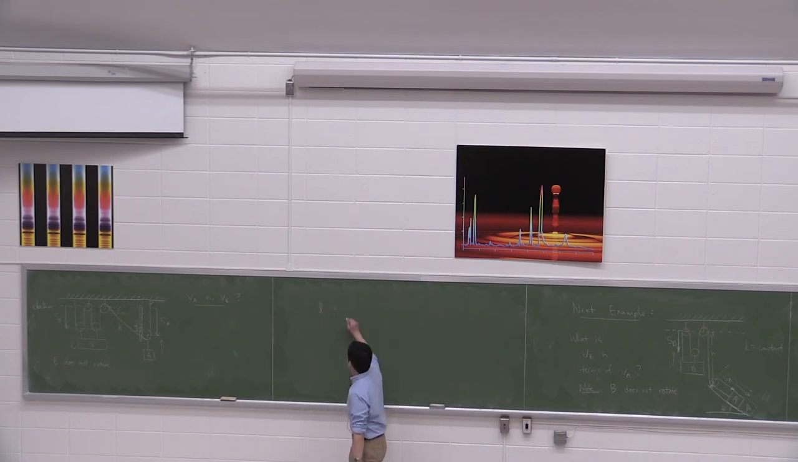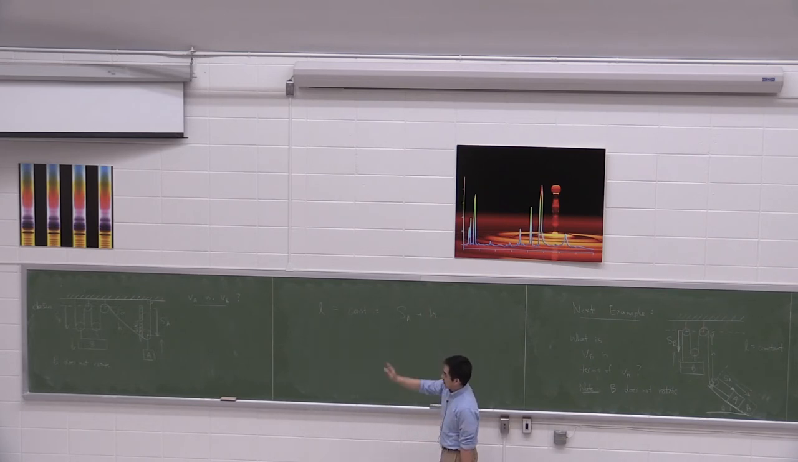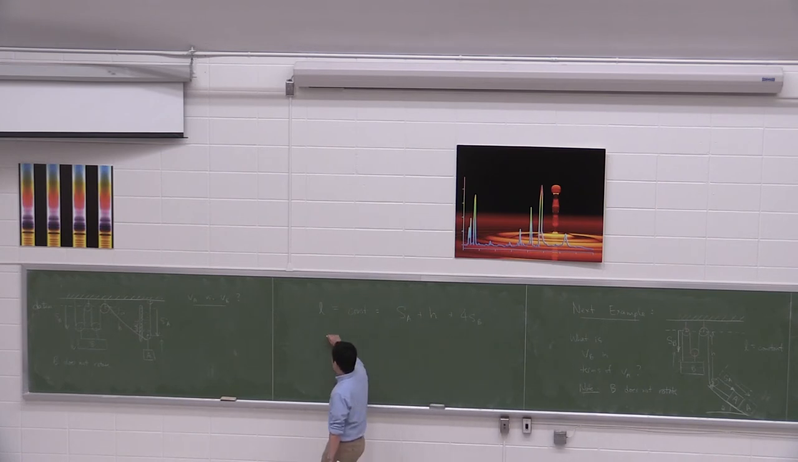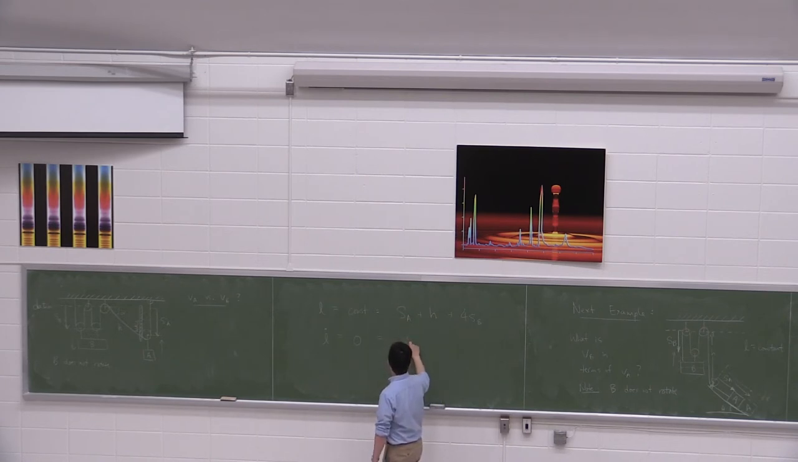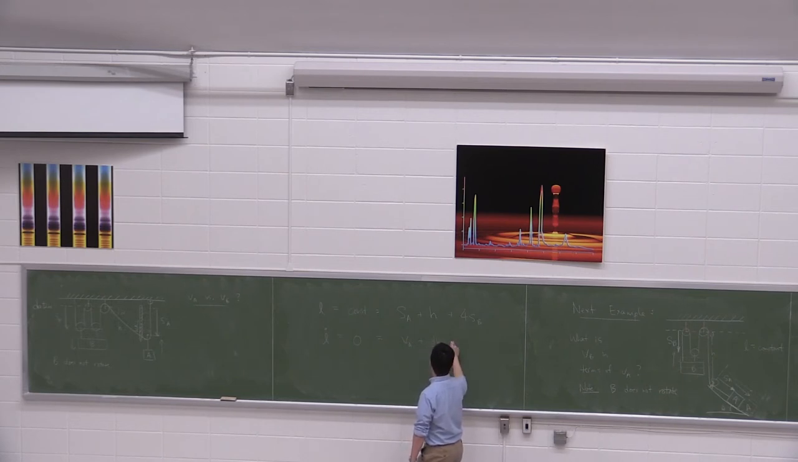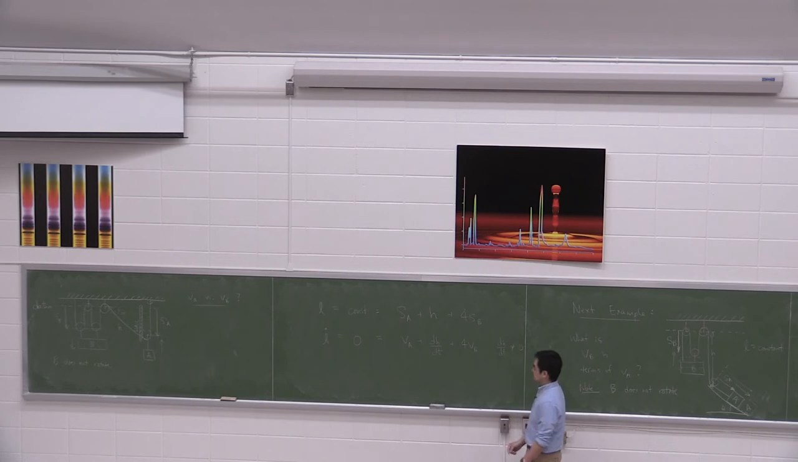Let's go L is equal to constant. And so I'm going to go around. We're going to do 1 SA, 1 H, and we're going to do 4 SBs. Okay, not too bad. We're going to do one derivative, 0, when you take a derivative of a constant. And this will be VA plus dh/dt plus 4 VB. And dh/dt this time, not 0. Okay, so how do we get at this? What's the solution here? How do we deal with that?